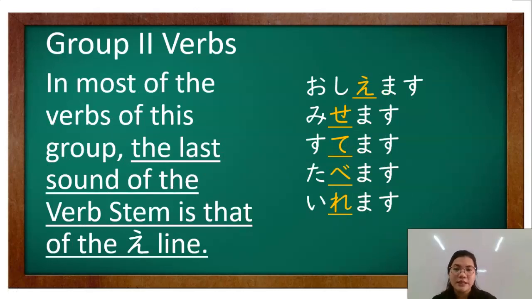Next, group 2 verbs. In most of the verbs of this group, the last sound of the verb stem is that of the e line. So yung mga verb na end ng verb stem nila as e sound, like oshiemasu, oshemasu, nemasu, sutemasu, tabemasu, and iremasu. All of these words end with the e line. Yung mga verb stem nila ay nasa e line. So, that would belong to the group 2 verbs.